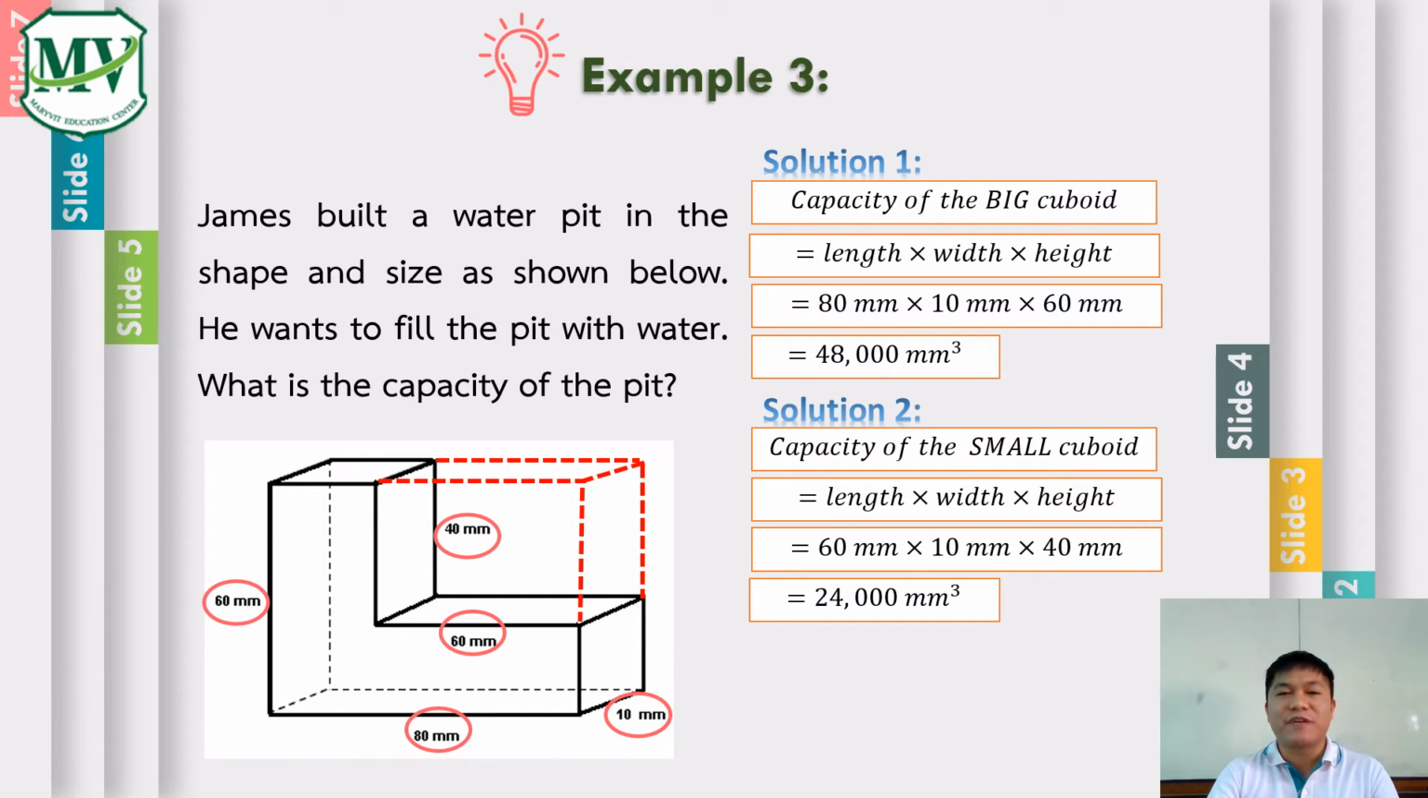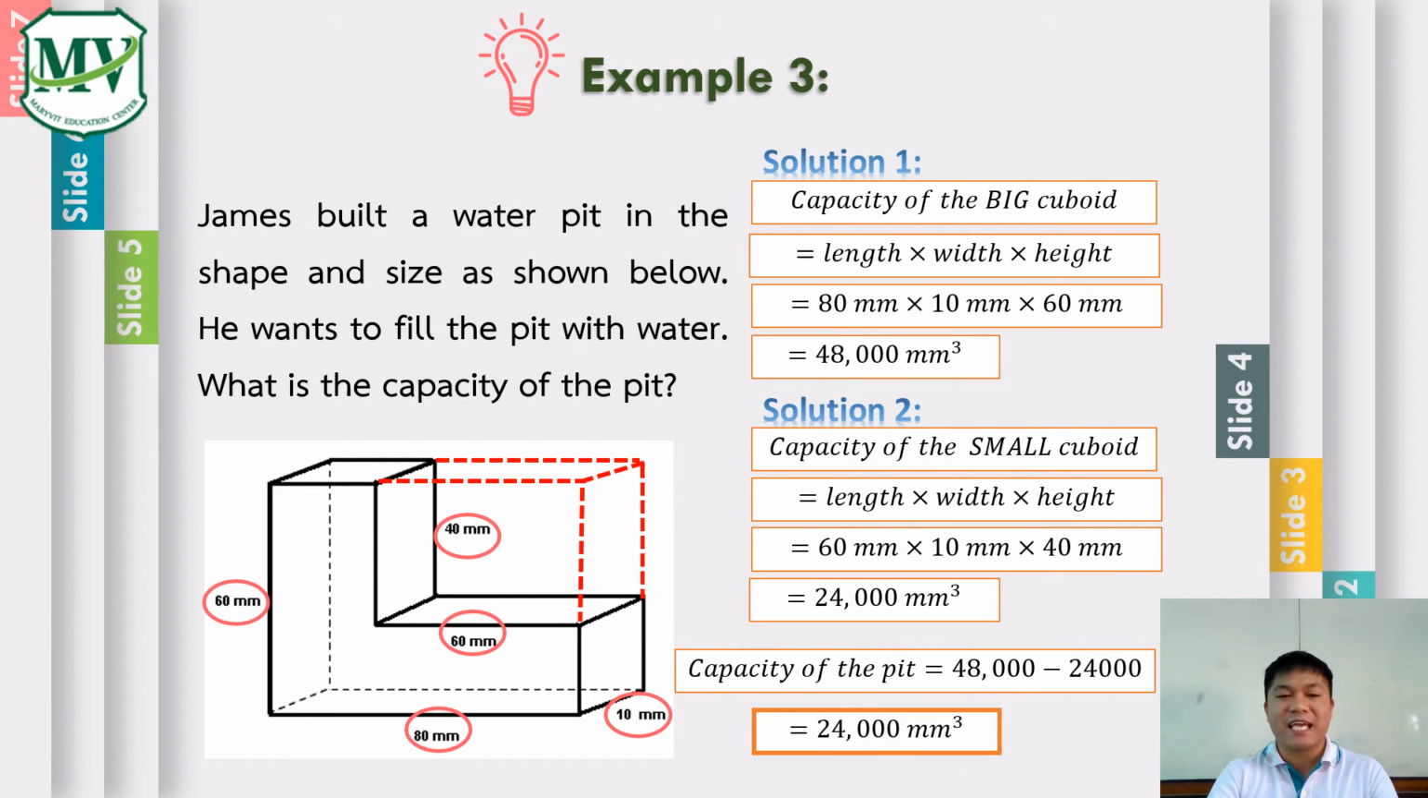Since we are solving for the capacity of the pit, we need to subtract 48,000 cubic millimeters by 24,000 cubic millimeters. The difference is 24,000 cubic millimeters, which is the capacity of the pit.